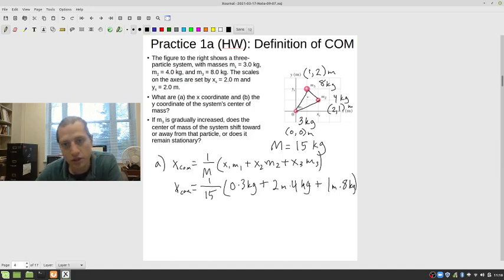So that's just using the formula, plugging in the numbers, and for part B of this problem, your y center of mass is going to be similar. You can go ahead and do that one. And then part C asks, if M3 is gradually increased, does the center of mass of the system shift towards or away from that particle? Well, it shifts towards. The center of mass is a weighted average, so it's moving towards where the most mass is in your system. If they're all distributed equally, then it's just going to be in the middle.